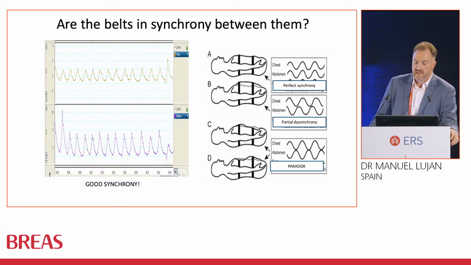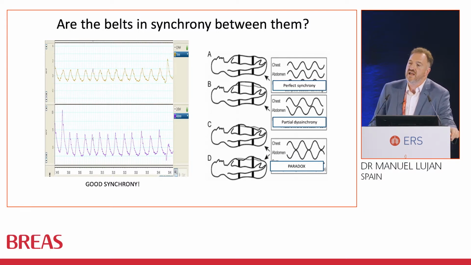Second question. Are the belts in synchrony between them? Here we can have 3 main possibilities. The perfect synchrony, the physiological aspect of the belts: the abdominal and the thoracic rib cage belt are in synchrony. When there's an increase in the abdomen, there's an increase also in the chest. This is the physiology. It can be a partial dysynchrony, or it can be a paradox.